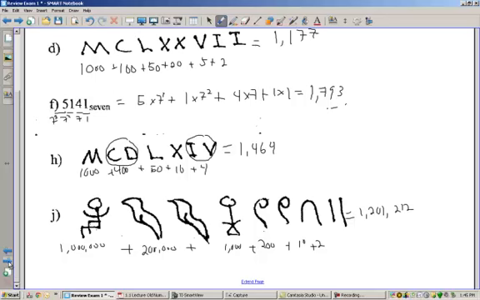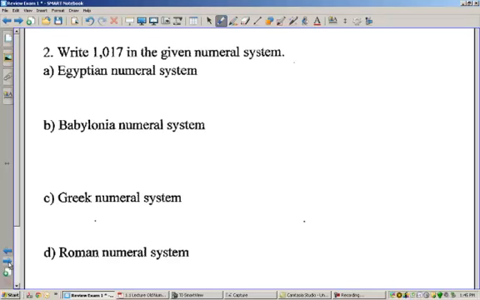Okay, let's take a look at the next problem. Alright, so on the next problem, what we want to do is convert this 1017 to the given numeral system. So how do we write 1017, hold on, 1017 in the Egyptian numeral system.